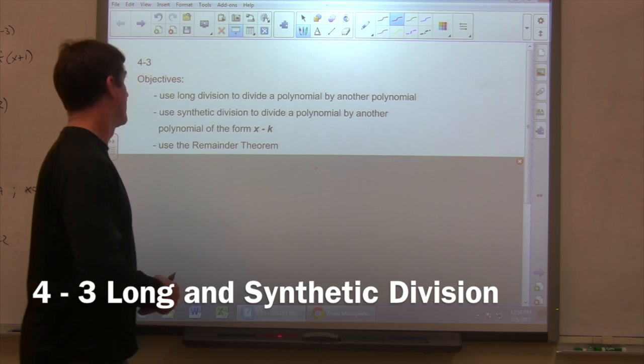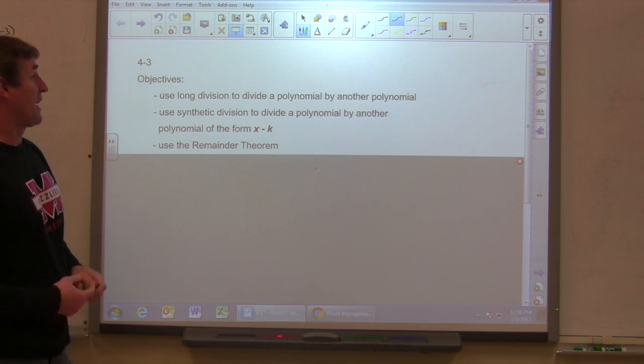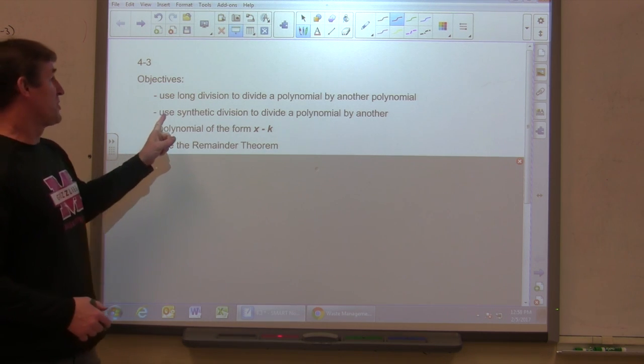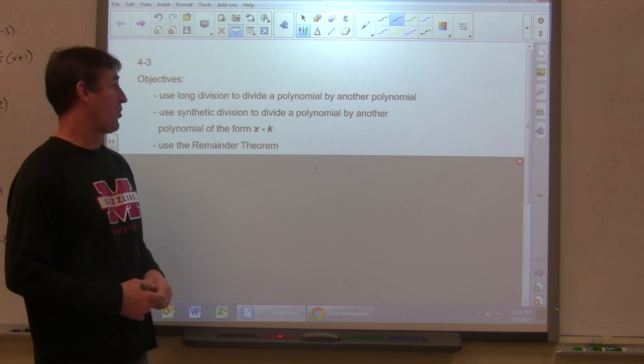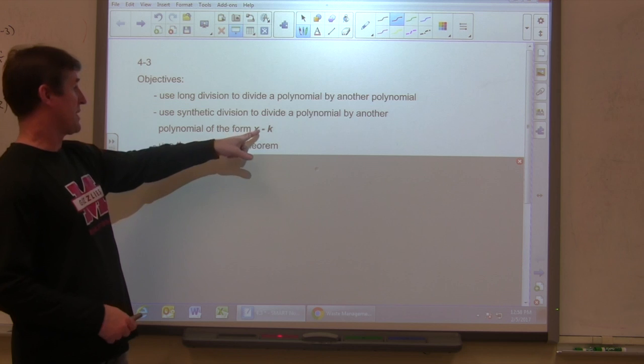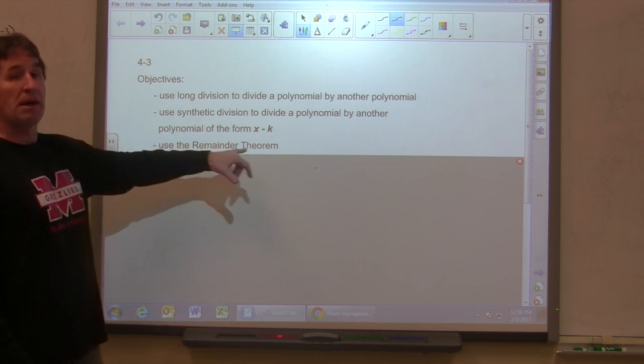So our objectives for 4-3: use long division to divide a polynomial by another polynomial. Then we're also going to be able to use synthetic division to divide a polynomial by another polynomial of the form x minus k. So if it's in this form, x minus k, we'll use synthetic division. And then use the remainder theorem.